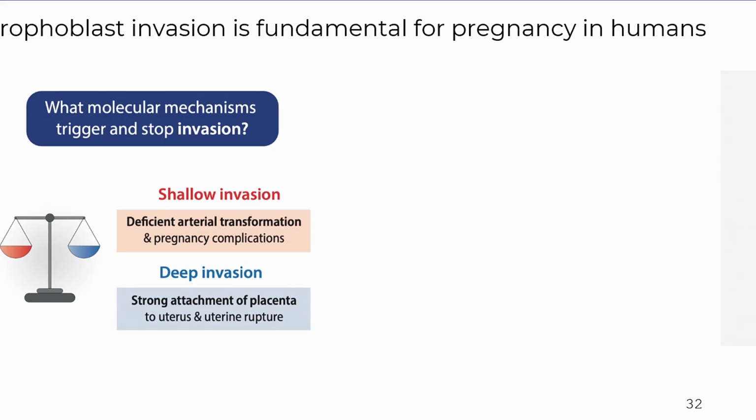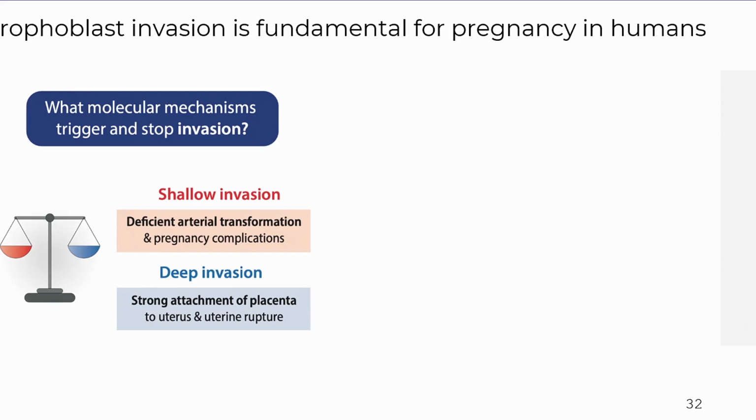Shallow invasion will lead to deficient arterial transformation and pregnancy complications, and is the major cause of pregnancy complications such as preeclampsia and preterm birth. In contrast, deep invasion, as you can imagine, will cause the placenta to reach so deeply into the uterus that you can have uterine rupture. That's what happens when the tissue implants into another tissue, such as the fallopian tube.